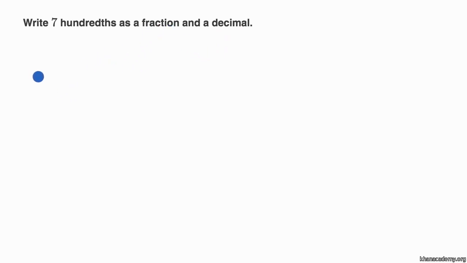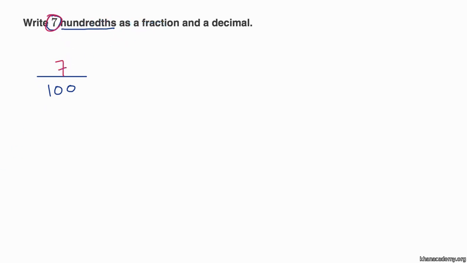So what is going to be the denominator of our fraction if they're saying 7/100ths? And the way I'm saying it is a little bit of a hint. 7/100ths. Well, I think you got the picture. We're dealing with hundredths. So our denominator is going to be 100. And then how many hundredths do we have? Well, we have 7 of them. I'll do that in a different color just to be clear. We have 7 of those hundredths. So there you have it, 7/100ths. That's this expressed as a fraction.